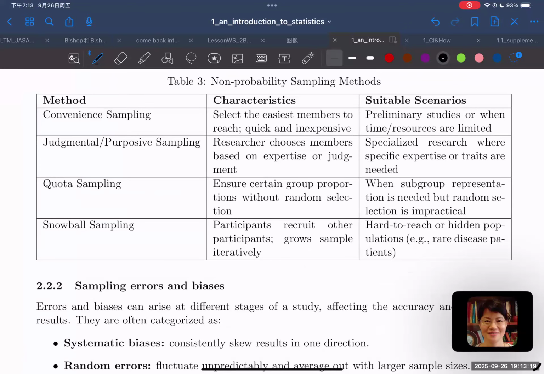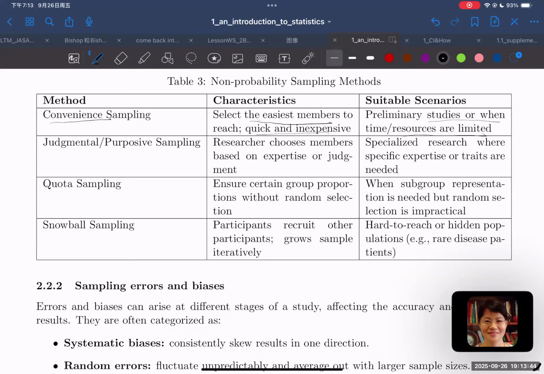For the methods, we have convenience sampling. What does this one mean? You select the easiest members to reach, quick and inexpensive. It is used for primary studies where time and resources are limited. That means it is just for some experience, but it means worse, it may not be reliable, right?